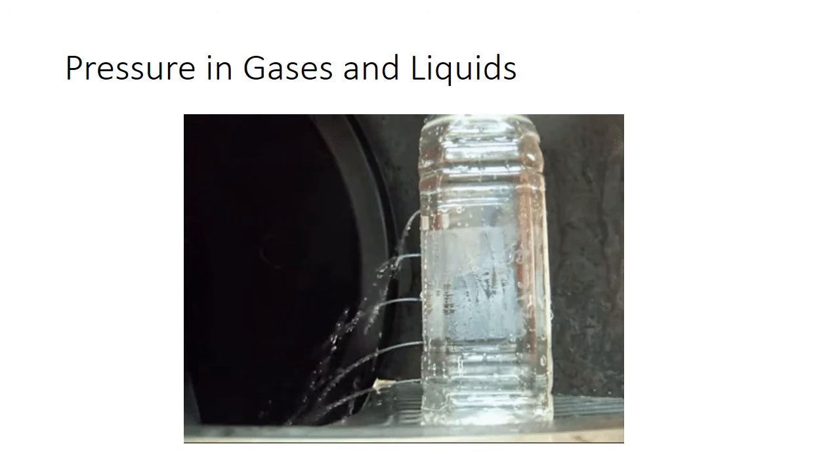Here we can see a simple experiment which shows this. Pressure causes water to shoot out further at the bottom of the bottle. At the top, we can see it shoots out not very far because the pressure is low. But at the bottom, the high pressure causes the water to shoot out very far.